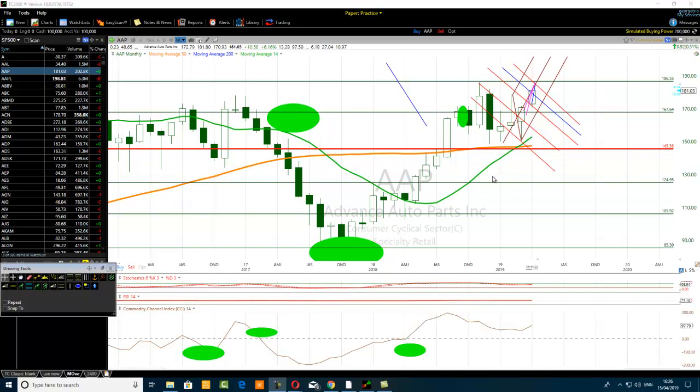Why do we have to have the moving average 14 on our chart when we are using the CCI 14? Because the moving average 14, in theory, not always, represents the zero line of the CCI 14.